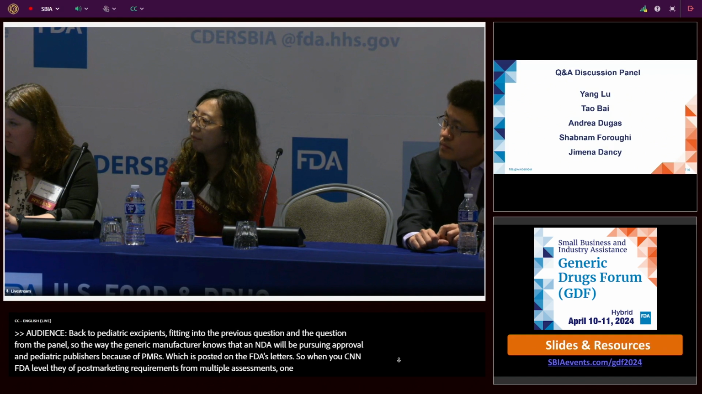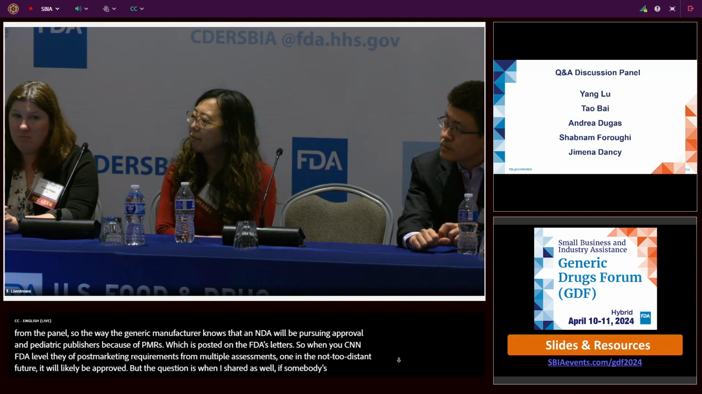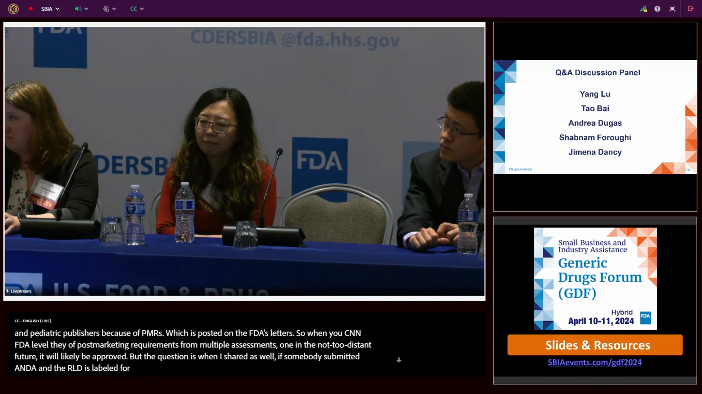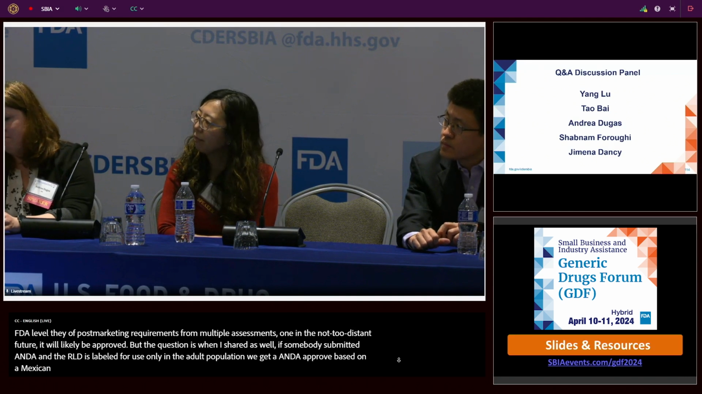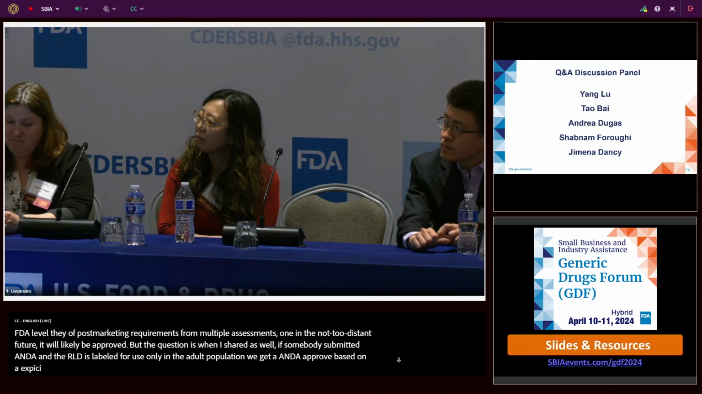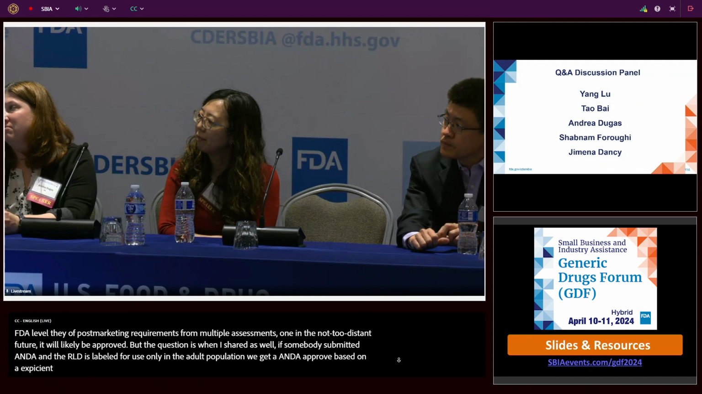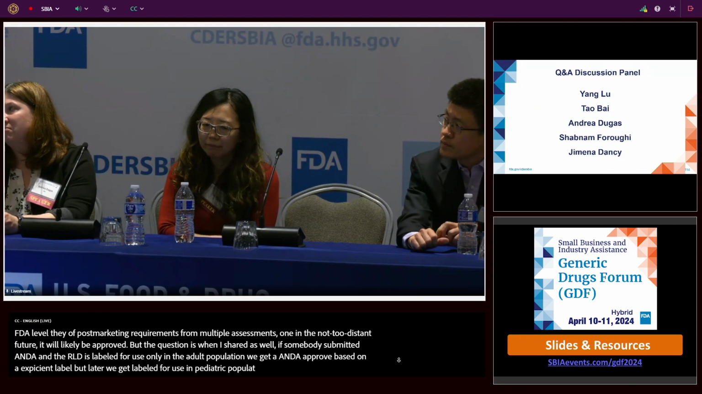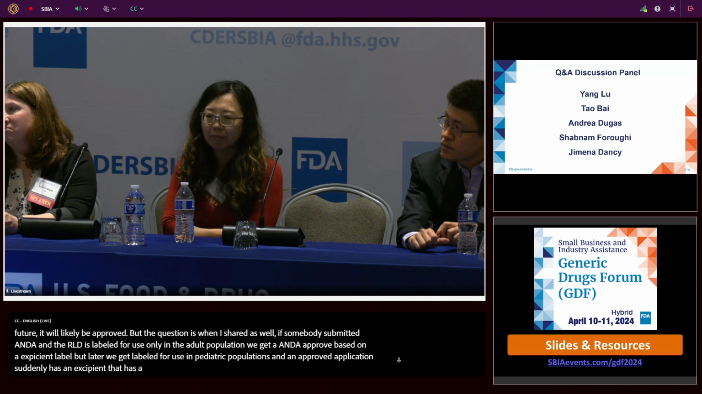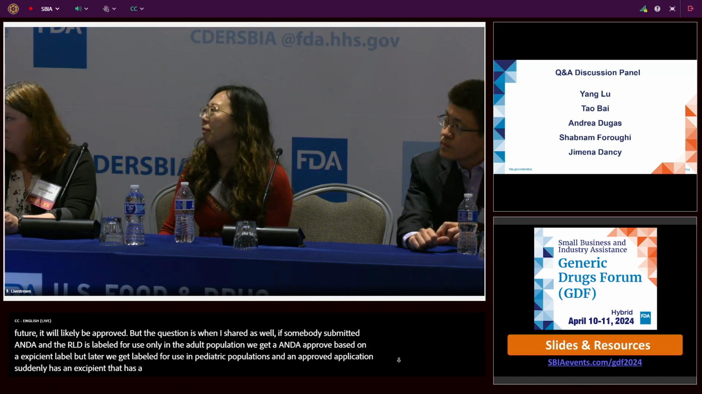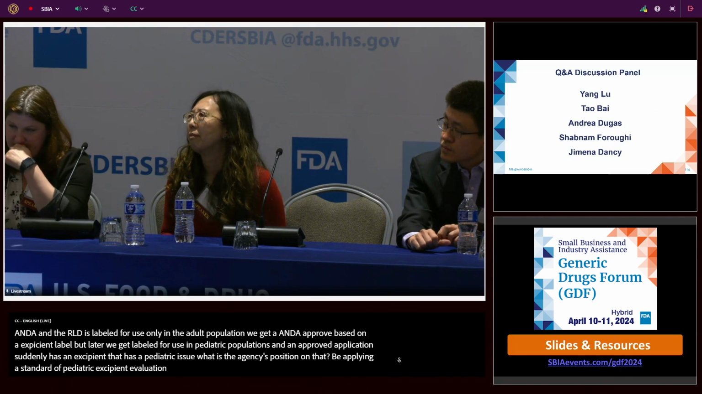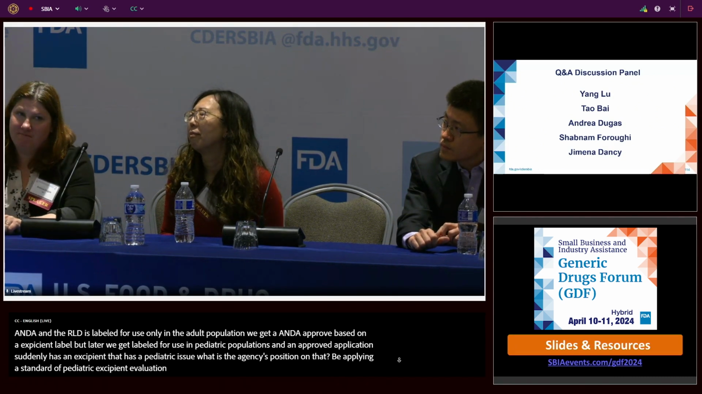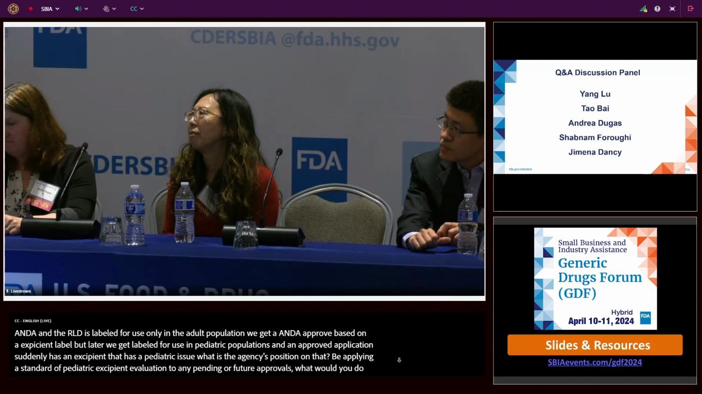If somebody submits an ANDA now and the RLD is labeled only for use in an adult population, and we get an ANDA approved based on an excipient level, but later on the RLD ends up being labeled for use in pediatric populations, all of a sudden an approved application has an excipient with a pediatric issue. What's the agency's position on that? You would certainly apply a standard of pediatric excipient evaluation to any pending or future approvals. What would you do from a consistency standpoint with approvals that have already taken place?